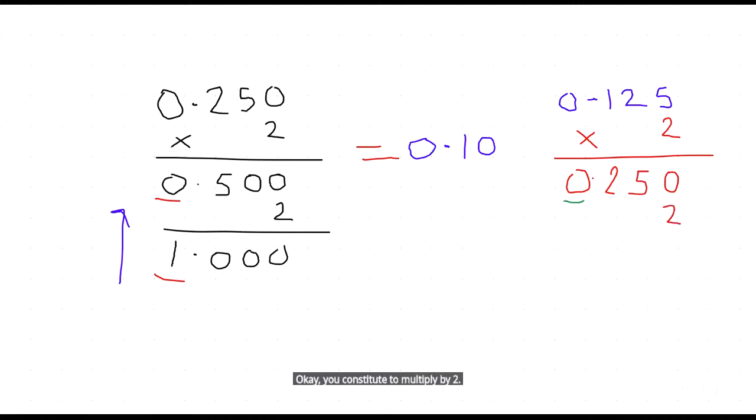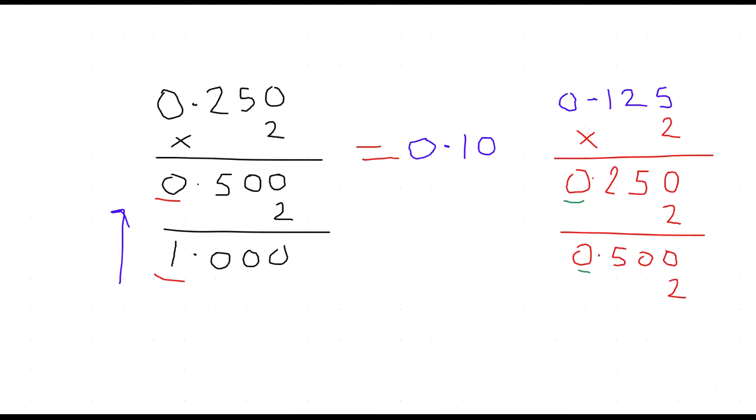2 times 0, 0. 2 times 5, 10. 2 times 2, 4, 5. 0. You mark your 0. Okay, next one, you multiply by 2. 2 times 0, 0. 2 times 0, 0. 2 times 5, 10. Carry 1. 1. You mark your 1. And we stop.